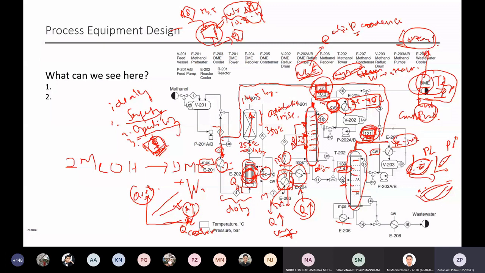So we're done with the distillation columns, right? And then the way to design the reboiler is just the same as the other exchanger. Pumps we have done.